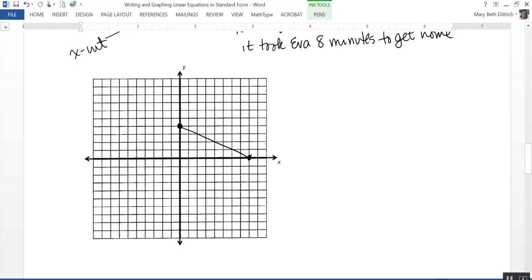I'm not going to make it a full-on line with arrows on the ends because remember, my x-coordinate was time. My y-coordinates were distance. And I can't have negative time and I can't have negative distance. So my graph is going to look like that.